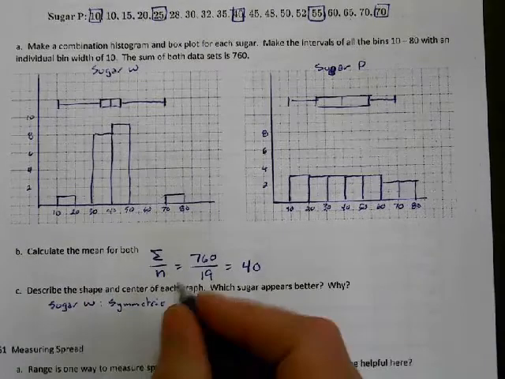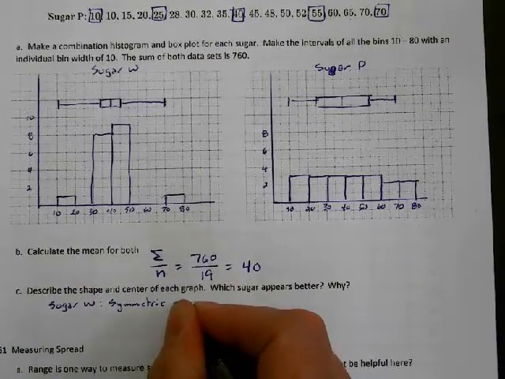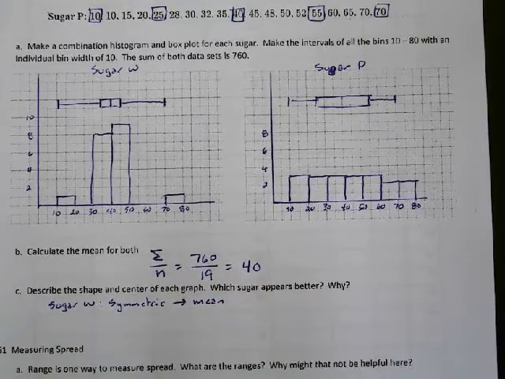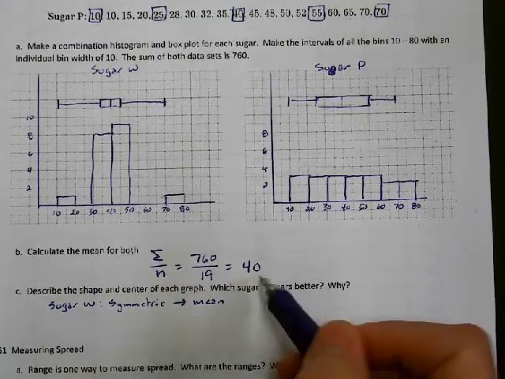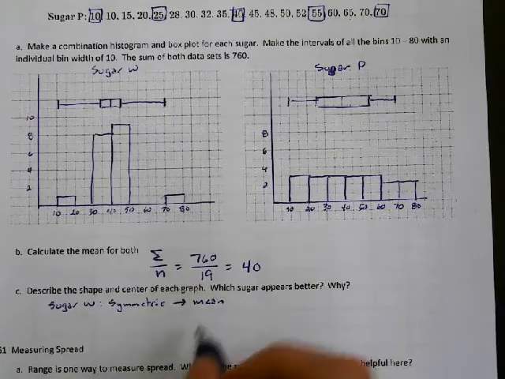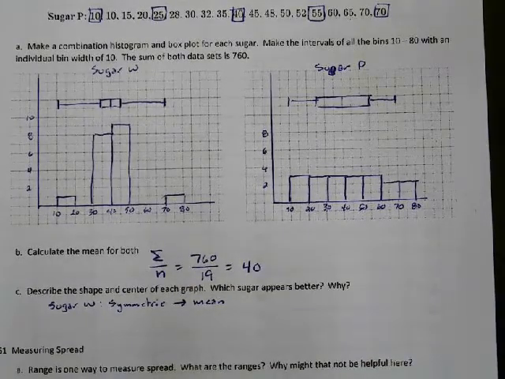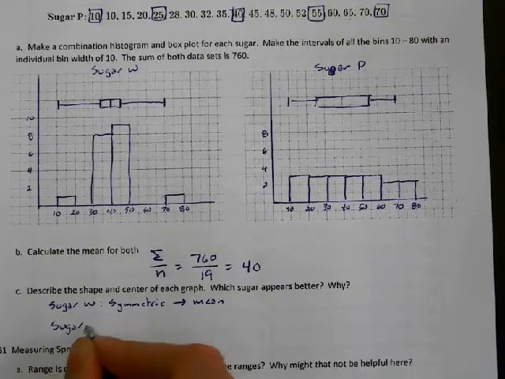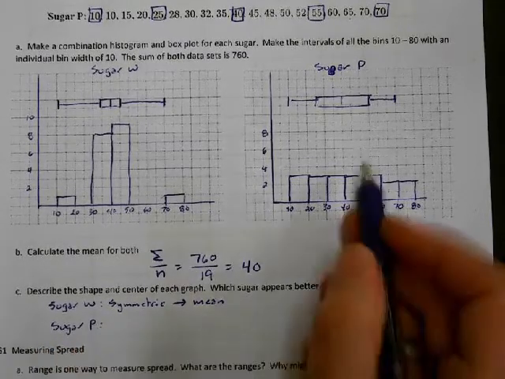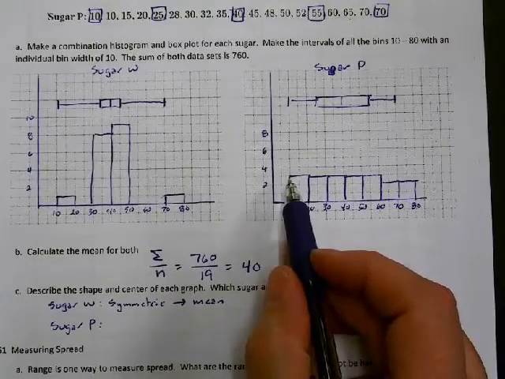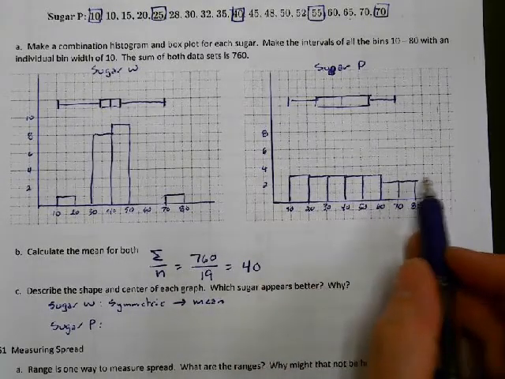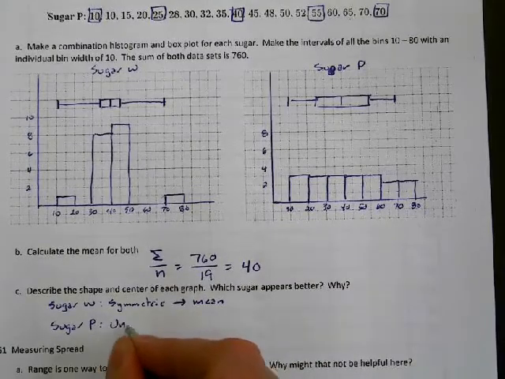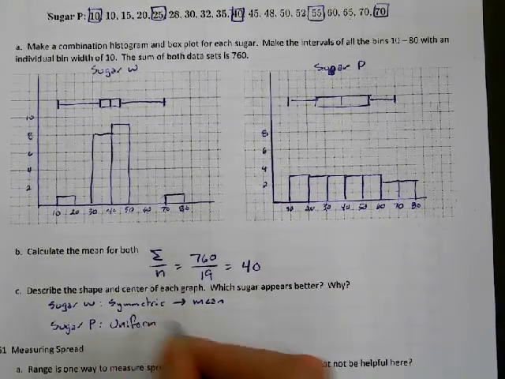Now, when we have symmetric data, we want to use the mean as our best measure of center. It doesn't really matter on this one because the mean and the median are the same, but generally we would use the mean when it's symmetric. For sugar P, it kind of is symmetric, but more specifically, it's uniform. These are almost all the same. So when they're almost all the same, we call it uniform. And for uniform, we also use the mean.